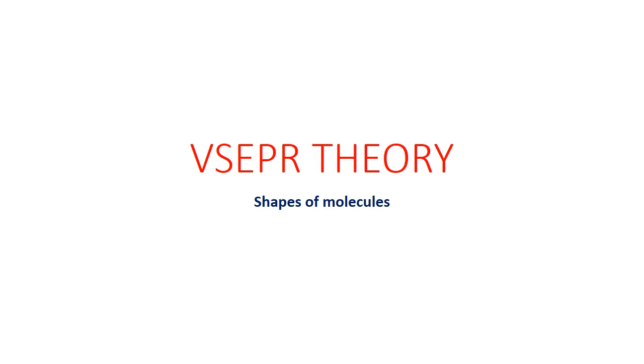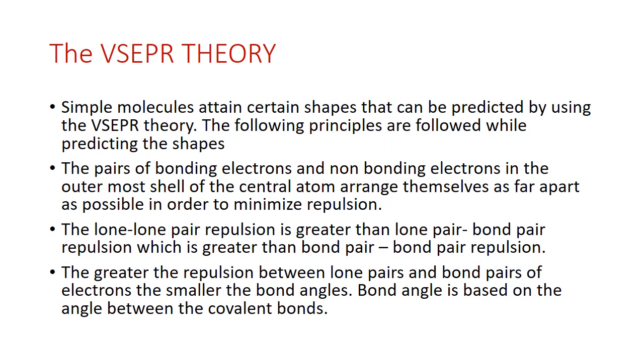Today we are talking about the VSEPR theory, which includes the shapes of molecules. First of all, VSEPR theory is used to predict the shapes of simple molecules which are attained through covalent bonding. This theory has the following principles which help in determining or predicting their shapes.